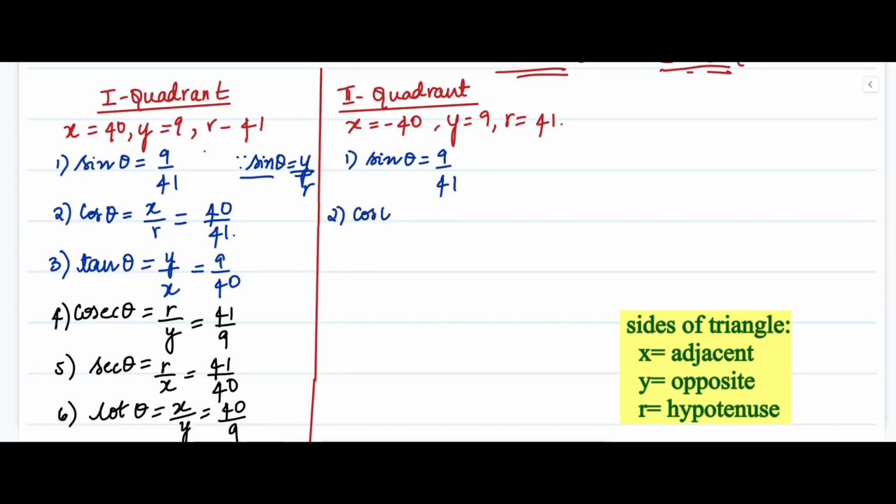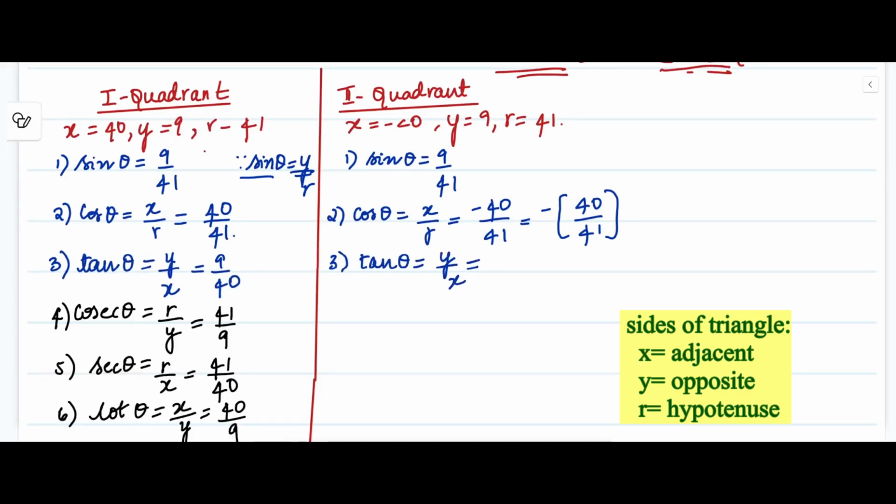Second one is cos theta, whose definition is x divided by r. The value of x here is 40 and the value of r here is 41. So therefore we will get minus 40 by 41, which is minus of the entire fraction, that is 40 by 41. Next one will be tan theta. Tan theta is always y by x. So the value of y here is 9 and the value of x here is minus 40. So we will get 9 divided by minus 40. So this will be equal to negative of the whole fraction, that is 9 by 40.